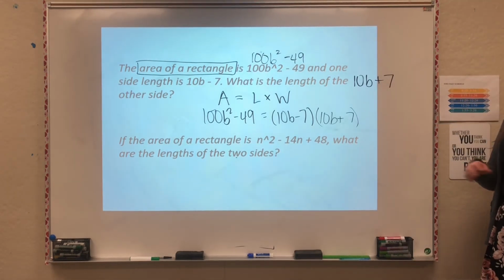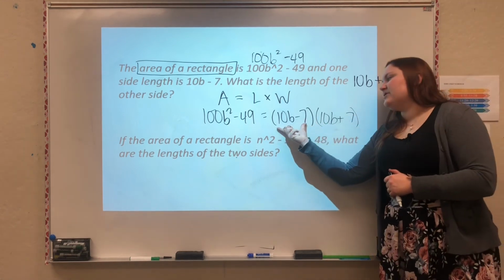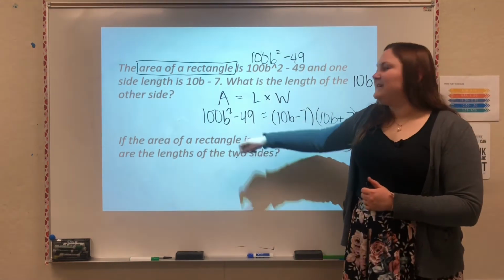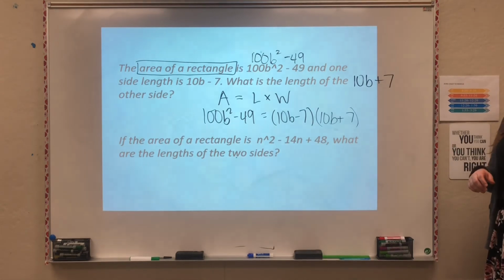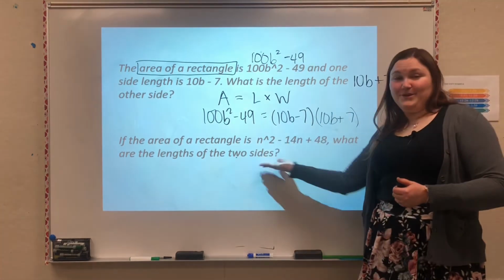Sometimes you'll also hear the word factor with these. These are each a factor of 100b squared minus 49. So that was my example. Here's the one you are going to try.